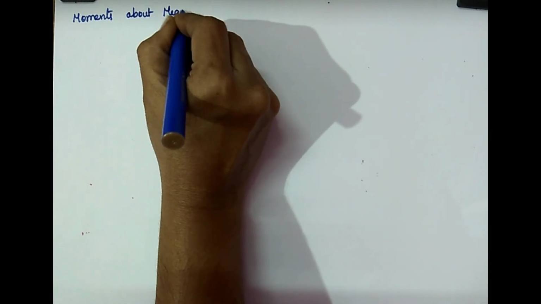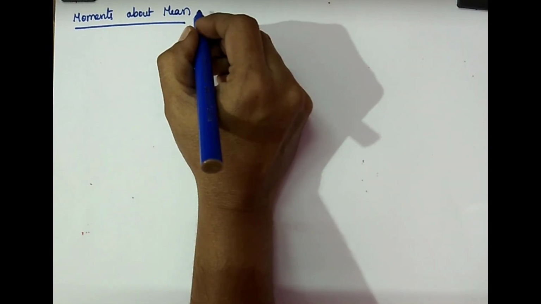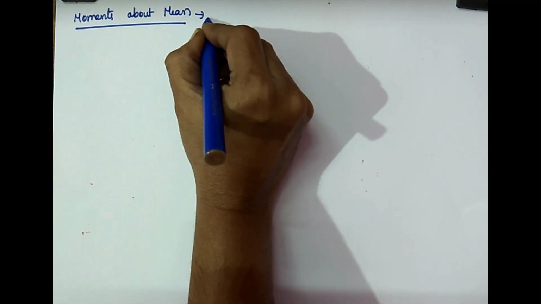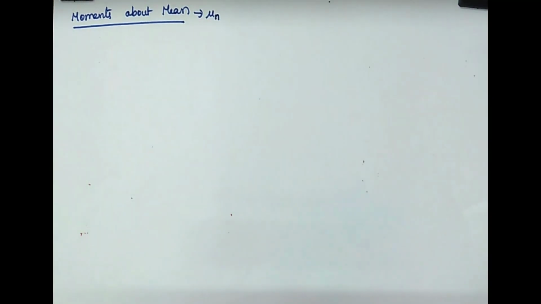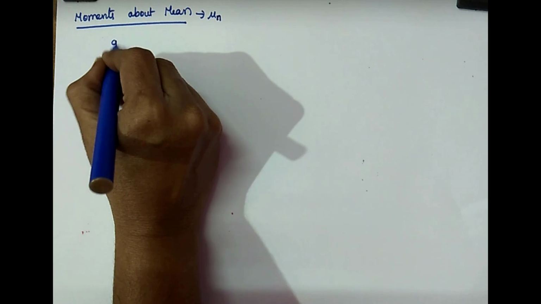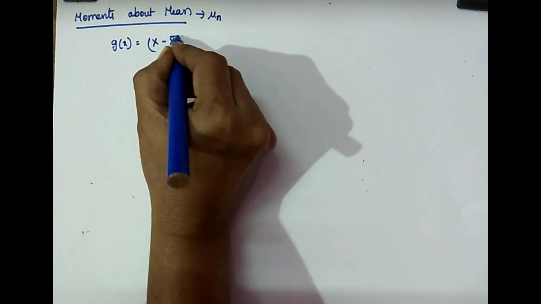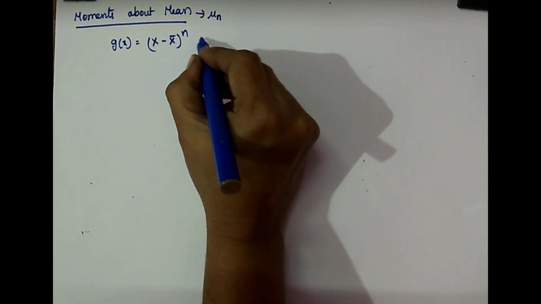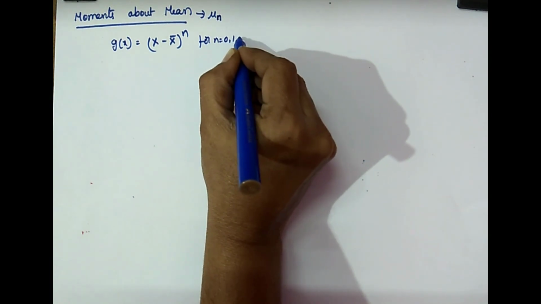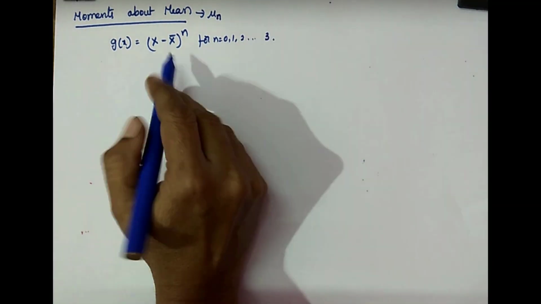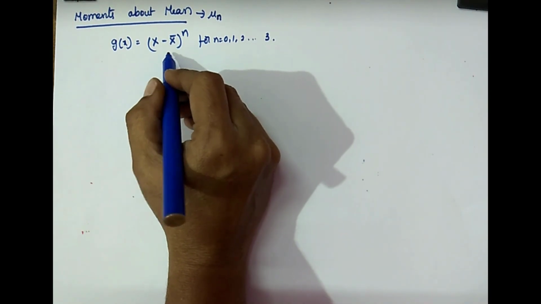Moments about mean. These are represented by mu_n. And here the random variable function g of x is x minus x bar whole power n. In the previous concept of moments about origin, g of x was x power n. Now it is x minus x bar whole power n, for n equal to 0, 1, 2. So what is x bar here? X bar is the mean.